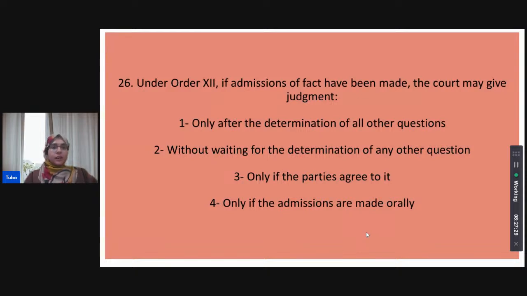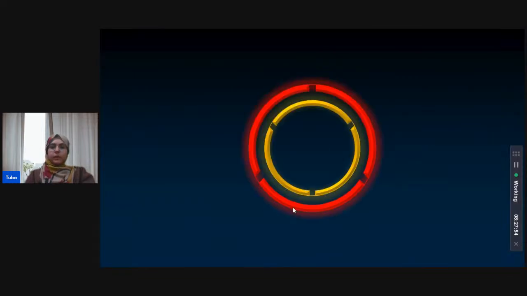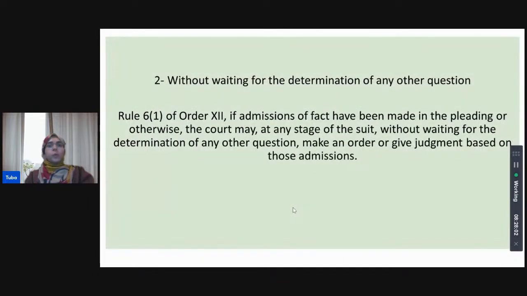Next question is under Order 12, again a question on Order 12. If admissions of fact have been made, the court may give judgment in which of the following cases? Only after the determination of all other questions, without waiting for the determination of any other questions, only if the parties agree to do it, or only if the admissions are made orally. The correct answer is option number 2, without waiting for the determination of any other question. That is correct. We go to Rule 6.1 for this.